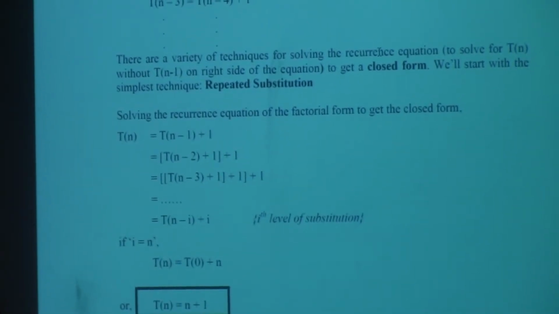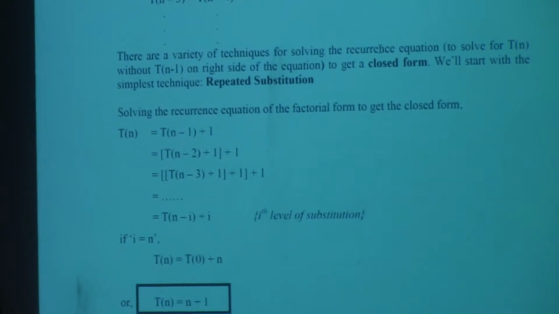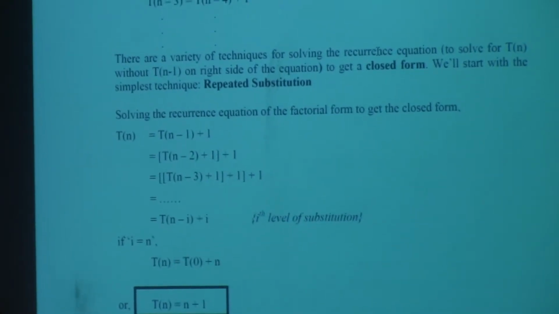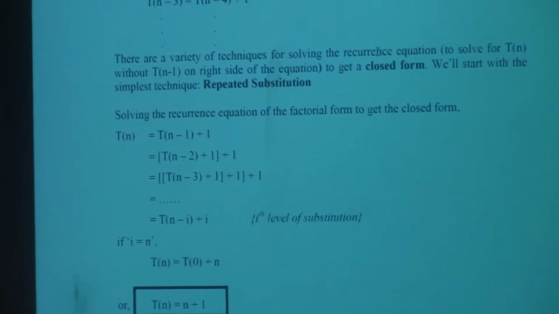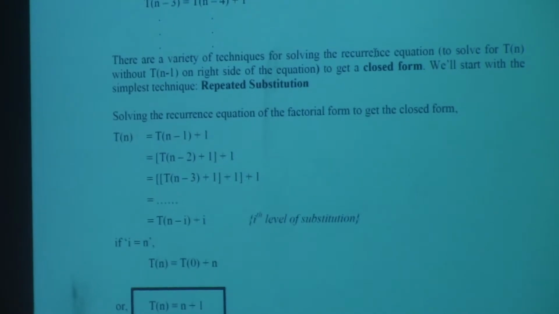Because now we do not have any T of n on the right side. Closed form, get rid of the recursion. Sometimes recursion in mathematics is called a recurrence. It's the same thing. Recurrence. Okay? All right, let's see what we can do.